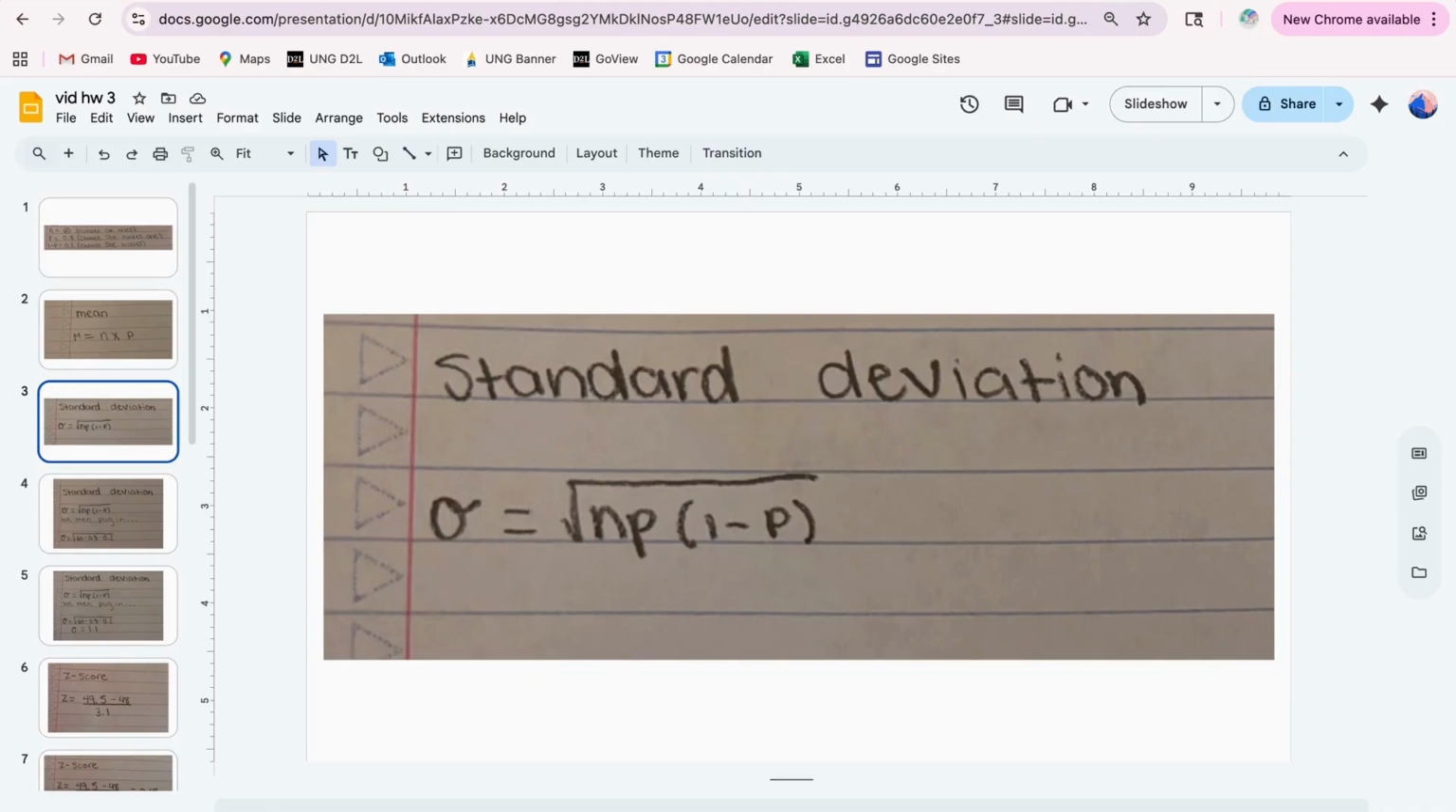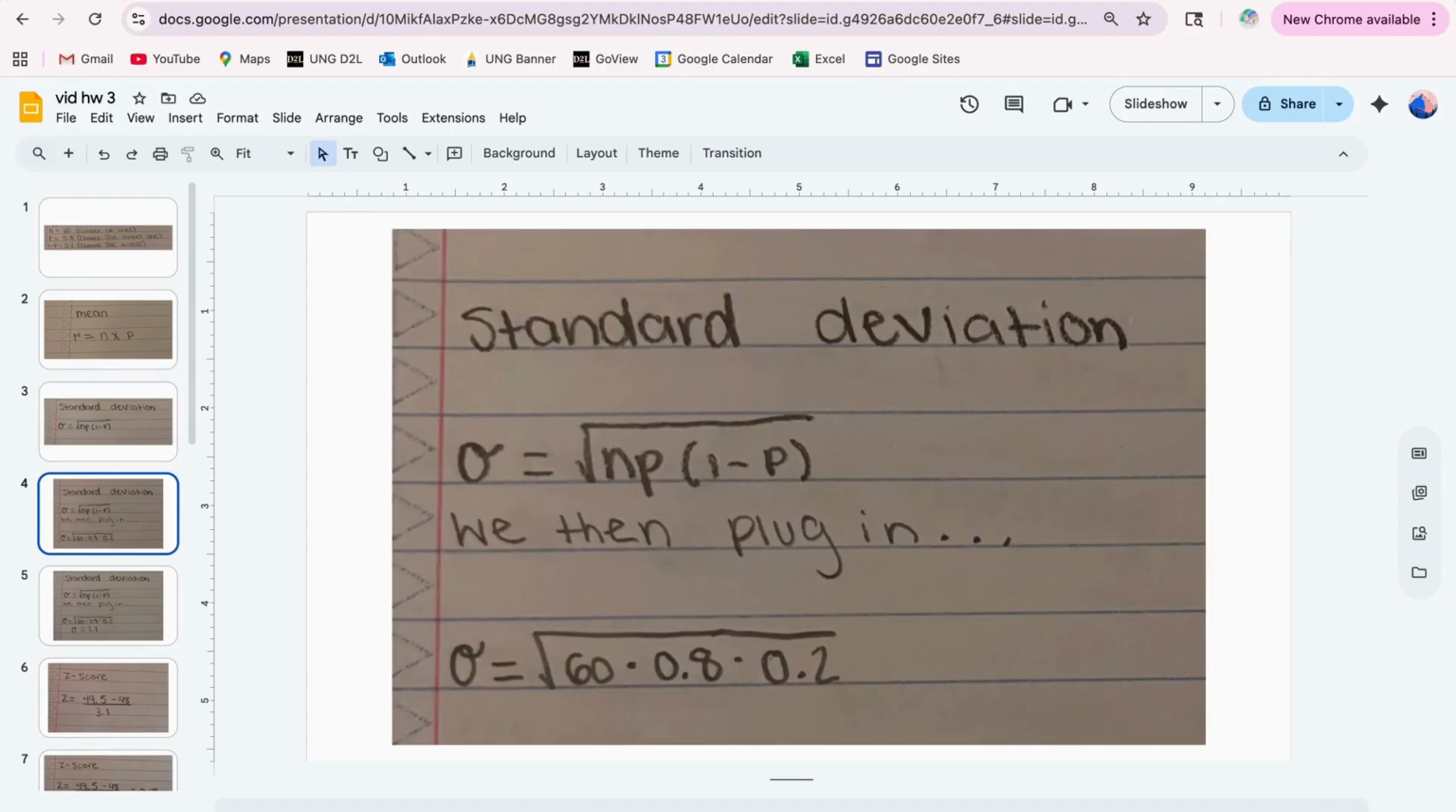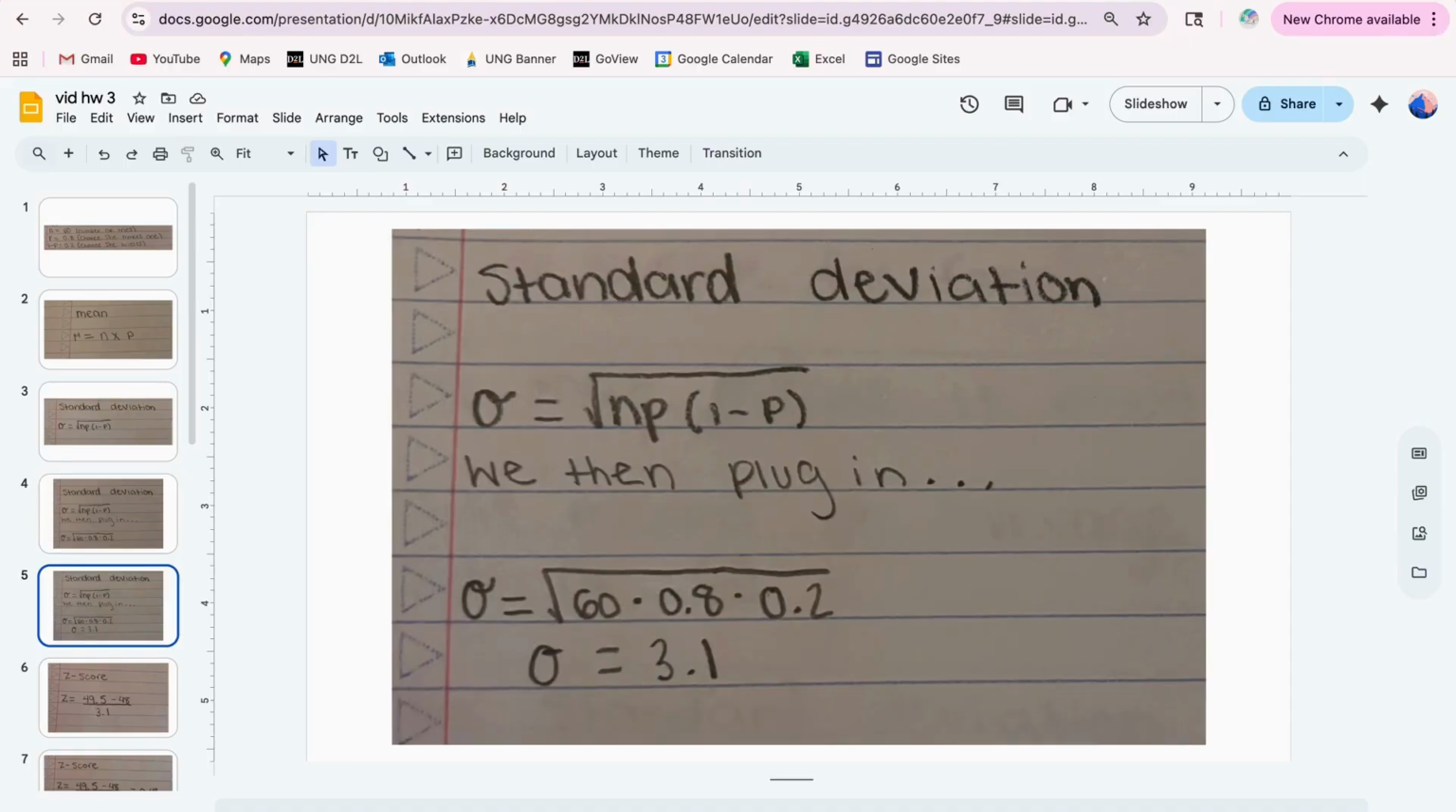The standard deviation tells us how much her results vary. To find it, we use the formula standard deviation equals the square root of n multiplied by p multiplied by 1 minus p. So plugging in our numbers should leave us with, most of the time she'll be within about 3 shots above or below 48.